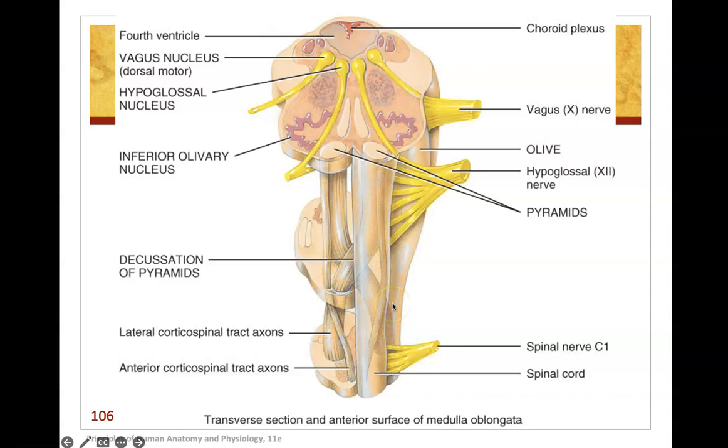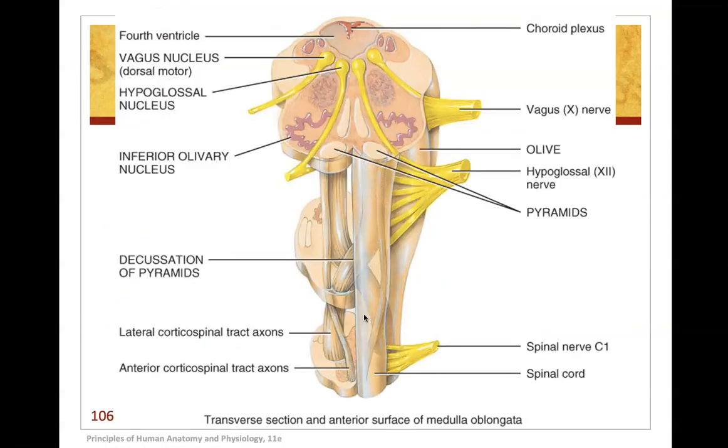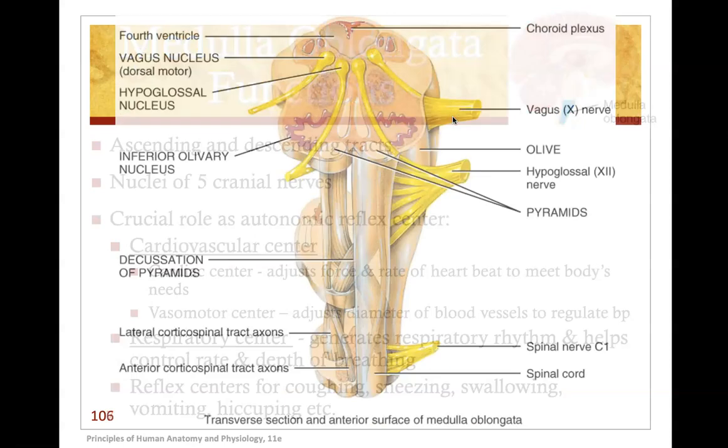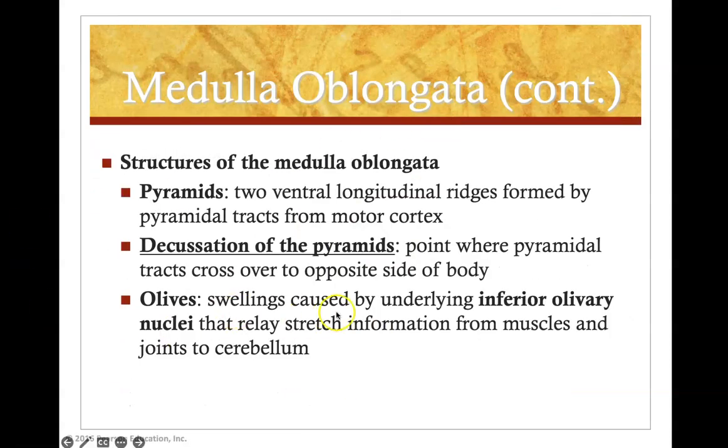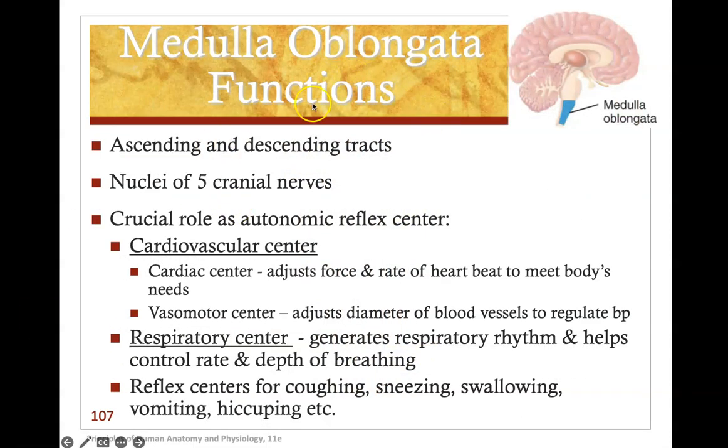So you do need to know that decussation of pyramids for lab as well. And that's a point where you get that crossover, and that contralateral innervation is because of this. You also have these olives that are these little kind of swellings that relay stretch information from muscles. But again, here's the olives. I'm not going to expect that you know that. It's kind of a smaller function of the medulla oblongata, and you guys just have plenty to know. So again, we can kind of cross that off of your list of things that I don't think you are required to know.